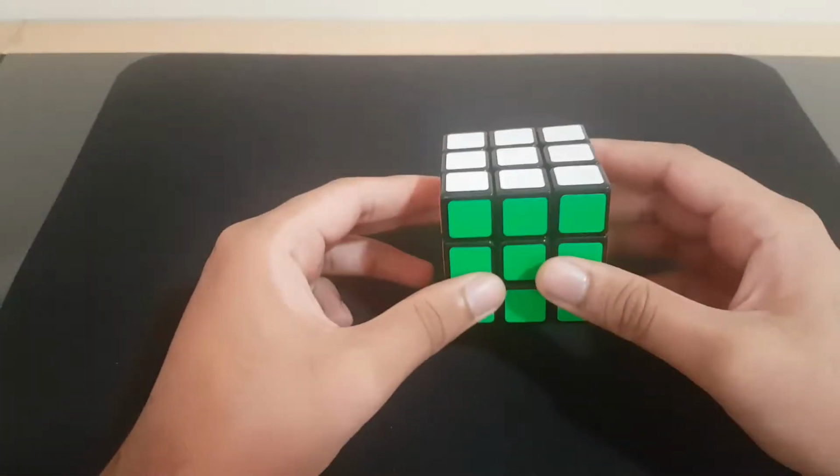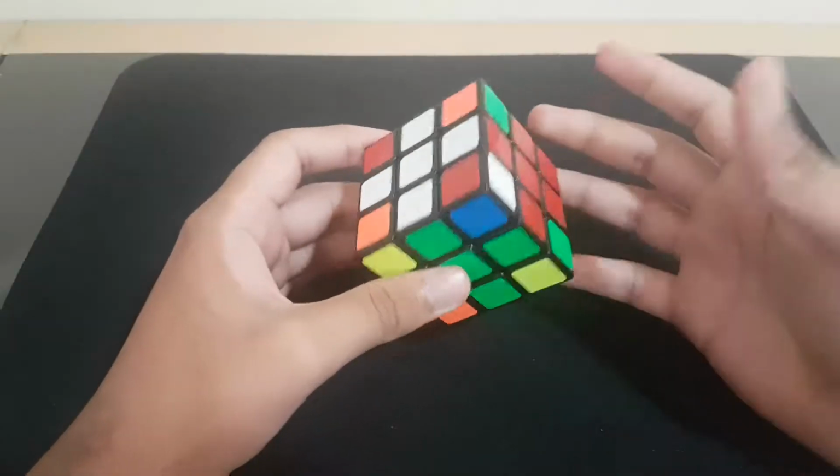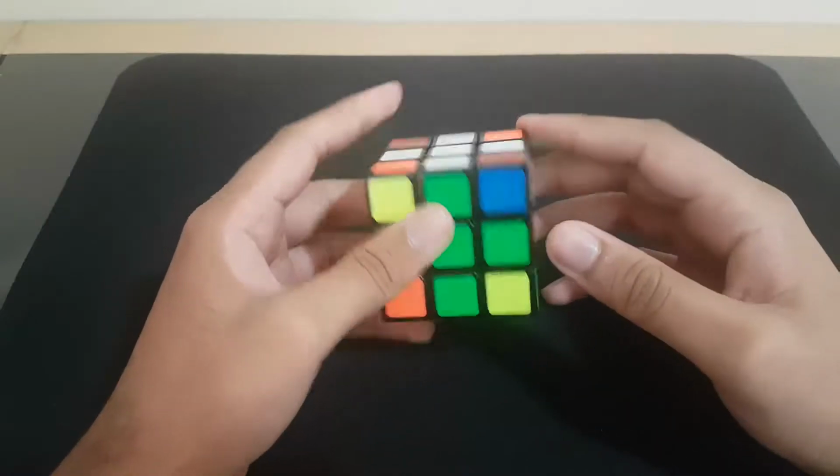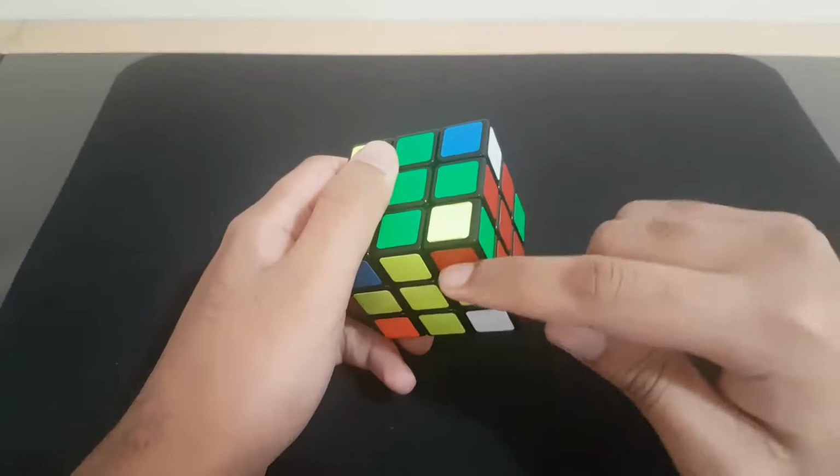So hold it in your orientation again and do the second scramble. All right, this is the second scramble. In this scramble, we have a twisted corner right over here. This has to turn anti-clockwise.